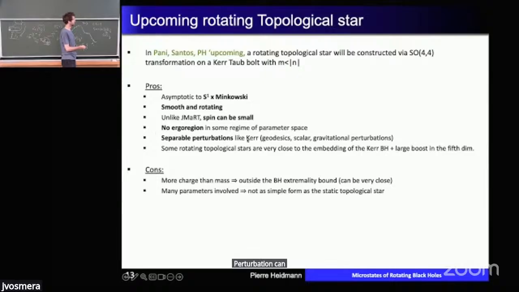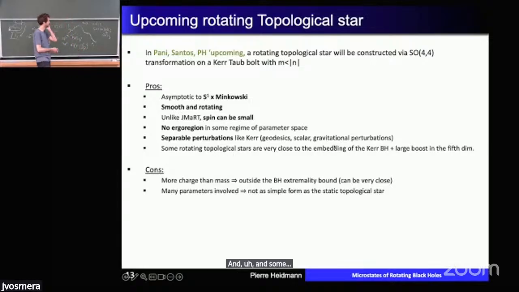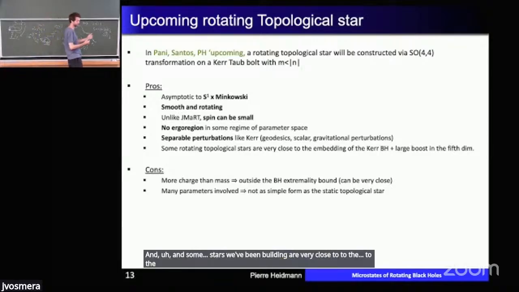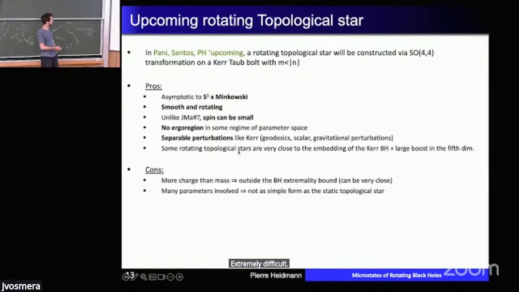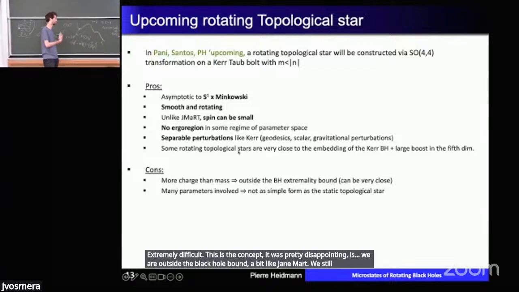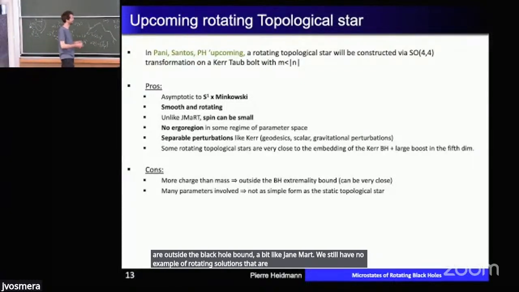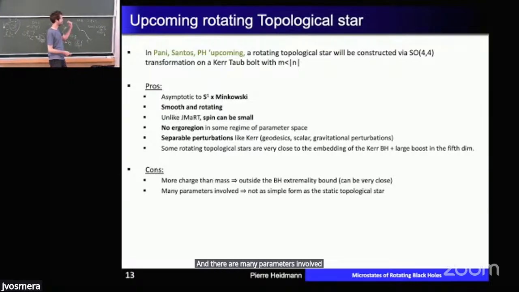Perturbations can be studied very precisely because everything will be separable, like Kerr. And some stars we've been building are very close to the black hole. Even if they don't have the same mass and charge as the black hole, they can be made very, very close to the extremality bound. Obviously, the cons, and it was pretty disappointing, is we are outside the black hole bound, a bit like JMaRT. We still have no example of rotating solutions that have really the same mass, charge, and spin as black holes. And there are many parameters involved. Sorry, they are more complex than the solution Alejandro will talk about.